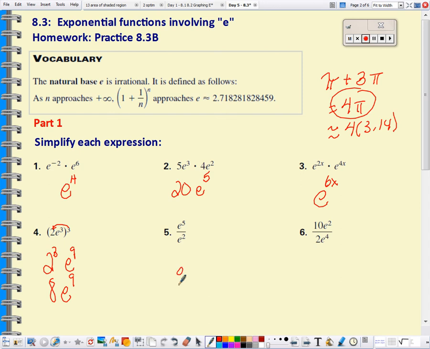For 5, we subtract our exponents. And for 6, divide the coefficients and subtract your exponents. If I show my first step, I get a negative exponent, which means just this part of the expression moves to the denominator.